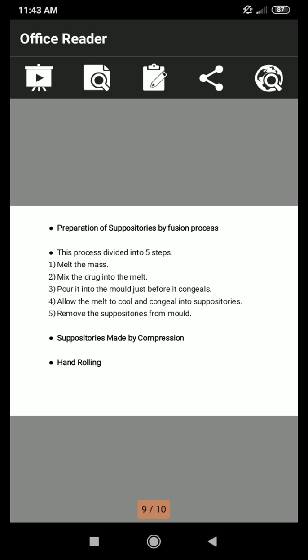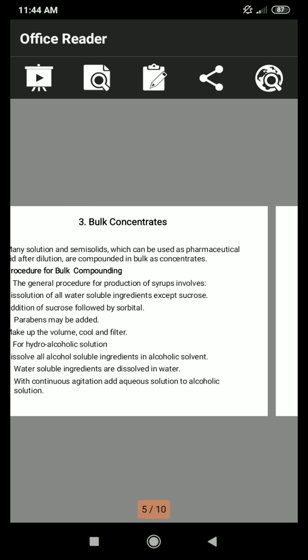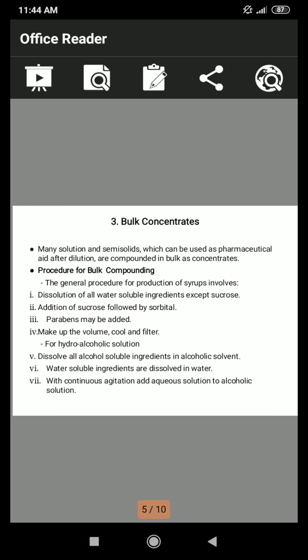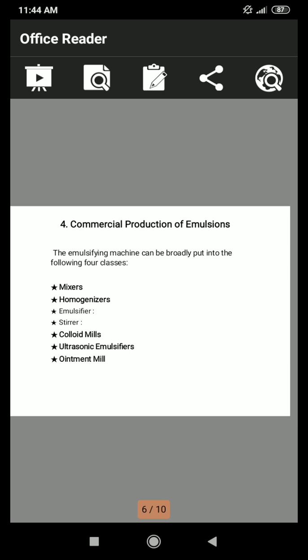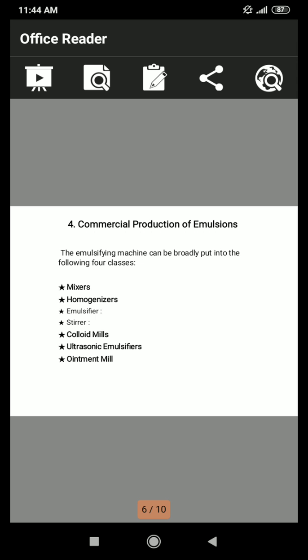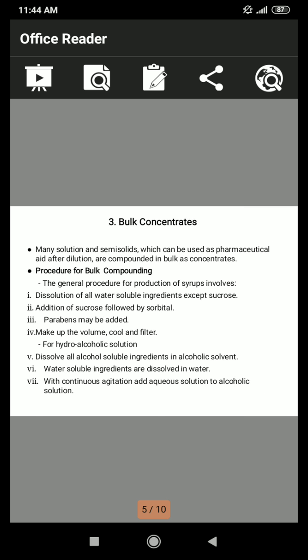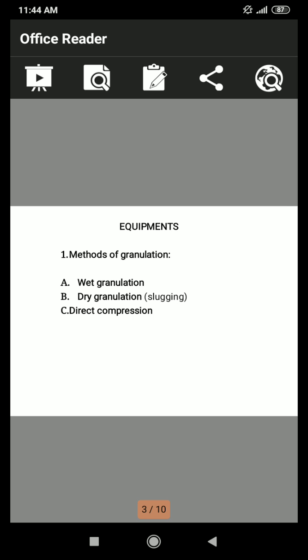In this chapter, these questions are asked in the exam. On commercial production of emulsions, write a short note on the homogenizer. Then write a short note on ointment mill. Then give the method of determination of displacement value. Then, on equipment, describe the methods of granulation for tablets, that is wet granulation, dry granulation and direct compression.